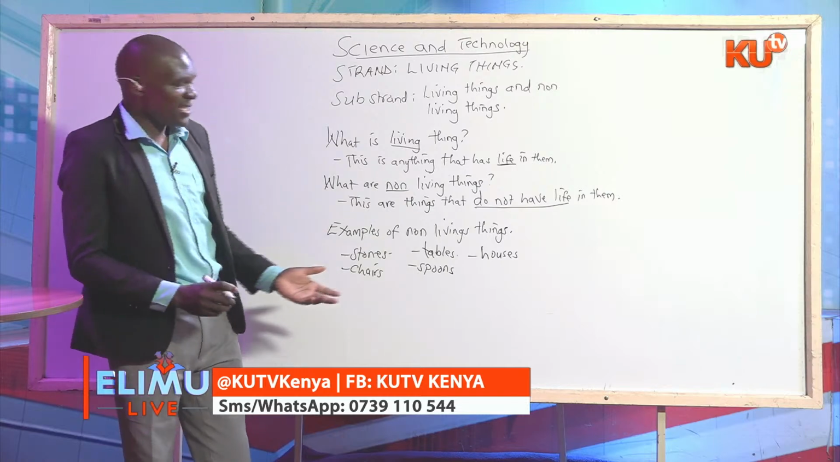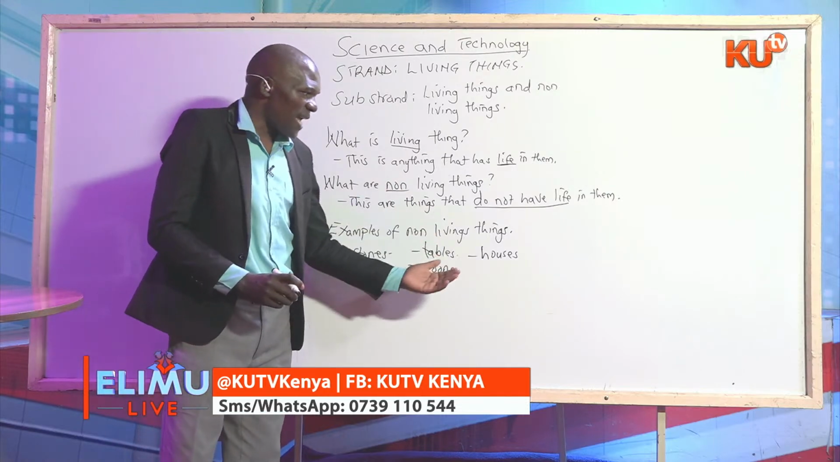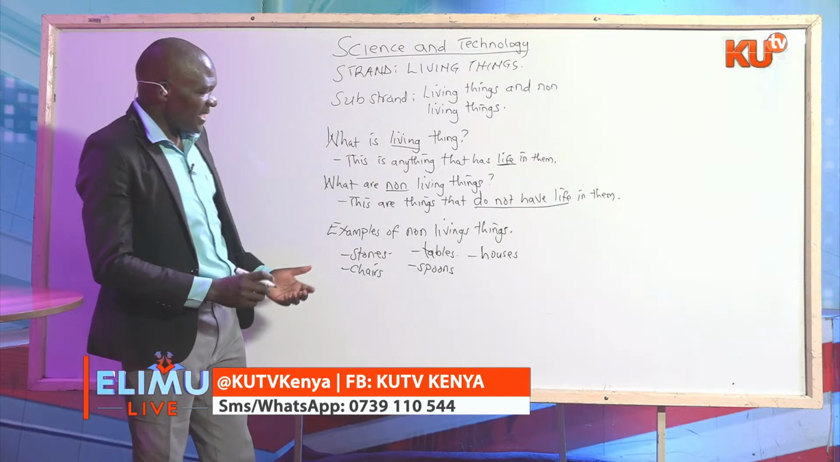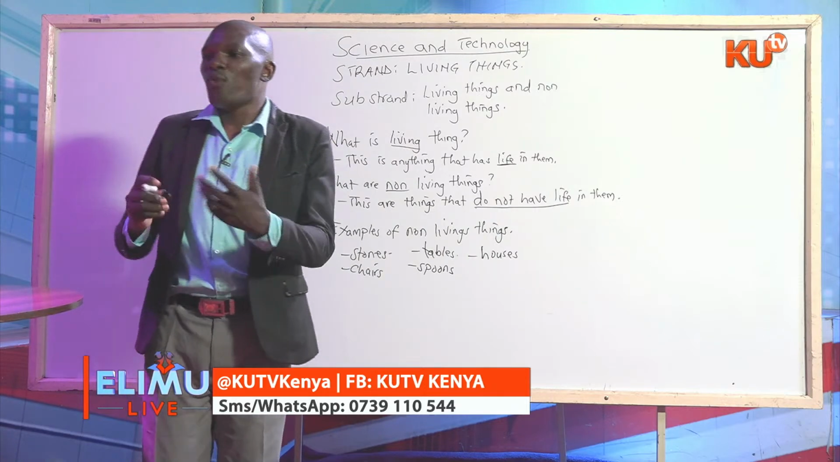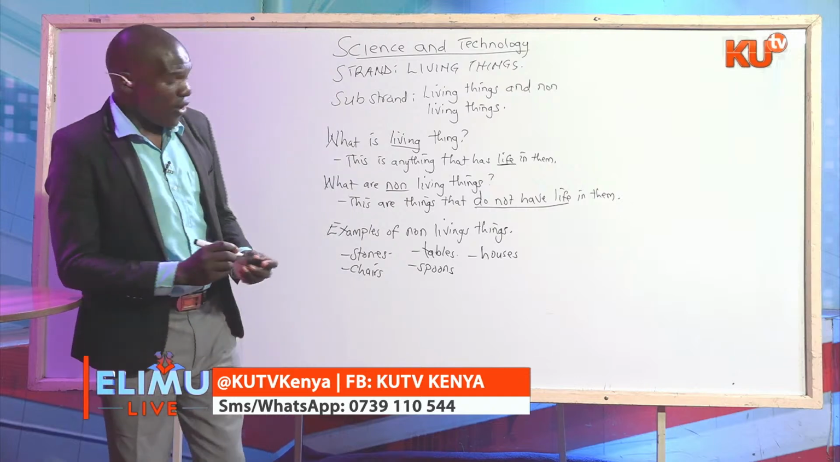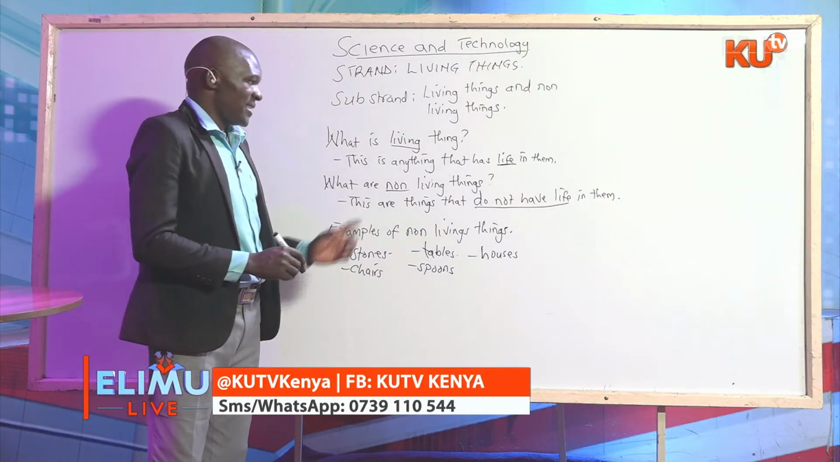So non-living things are things that do not have life in them. They cannot breathe, they cannot eat, they cannot move, they cannot remove waste. And that is why we call them non-living things.